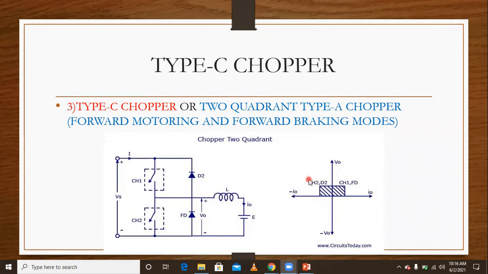In the second quadrant, the motor is rotating in the same direction as in motoring mode. For example, in the first quadrant the motor is rotating clockwise. In the second quadrant it is also rotating clockwise, but the torque acting on the motor is in the opposite direction. So the rotor is rotating clockwise, the same as in motor mode, but there is a braking action. That's why it is called forward braking mode. The two quadrant type A chopper operates in the first and second quadrants. Understood?